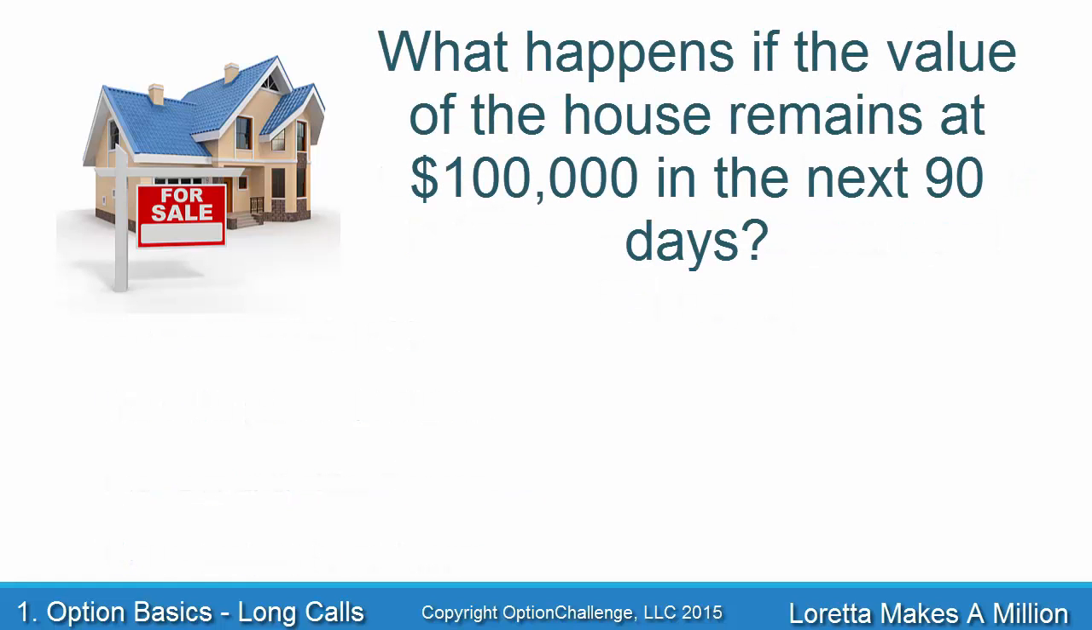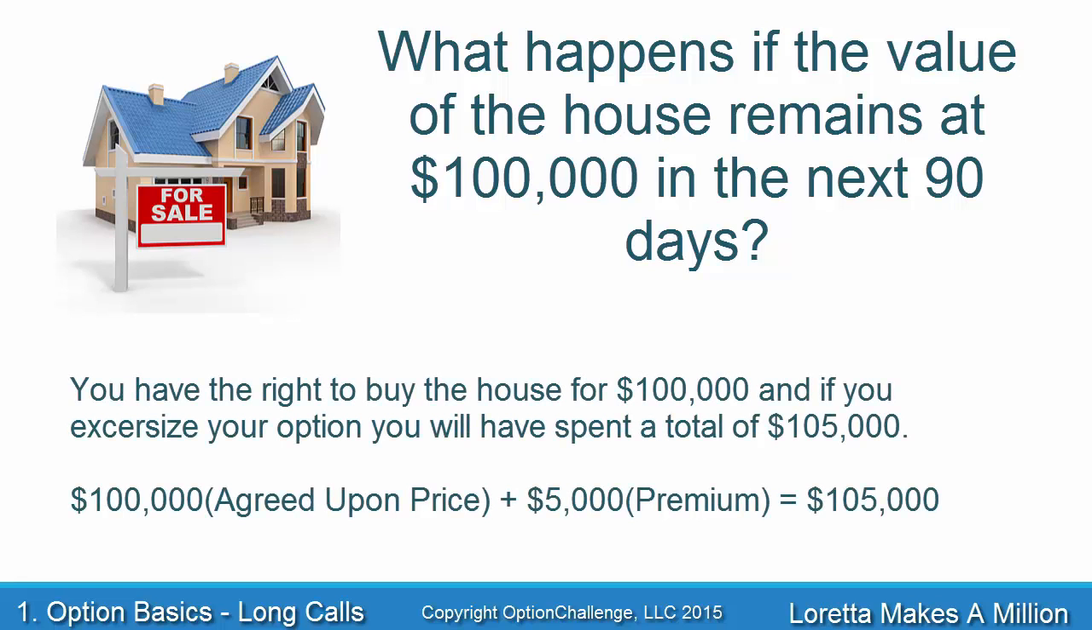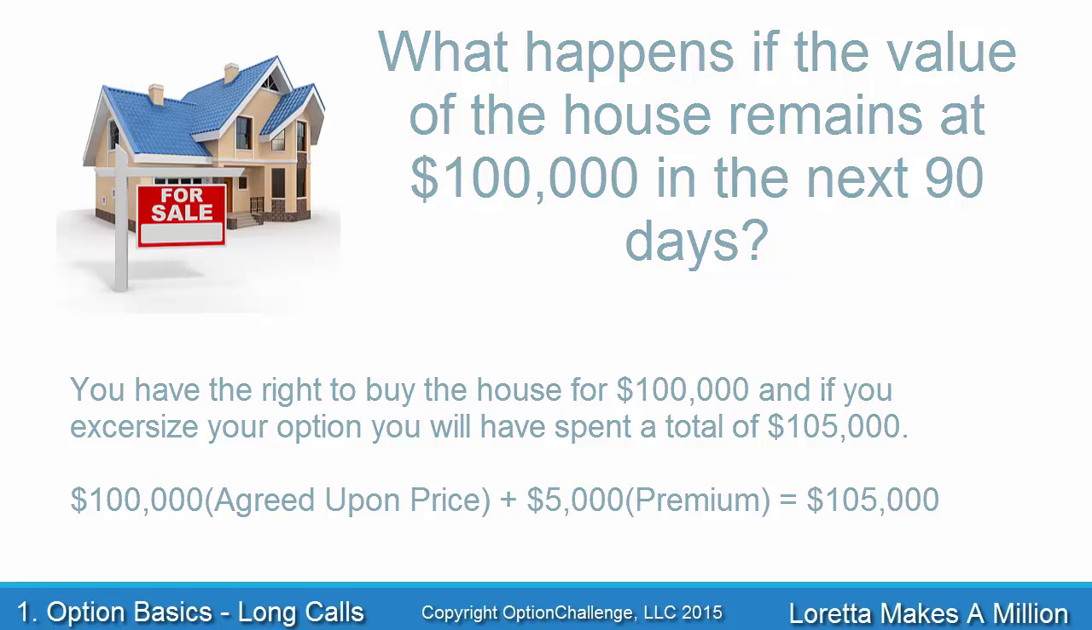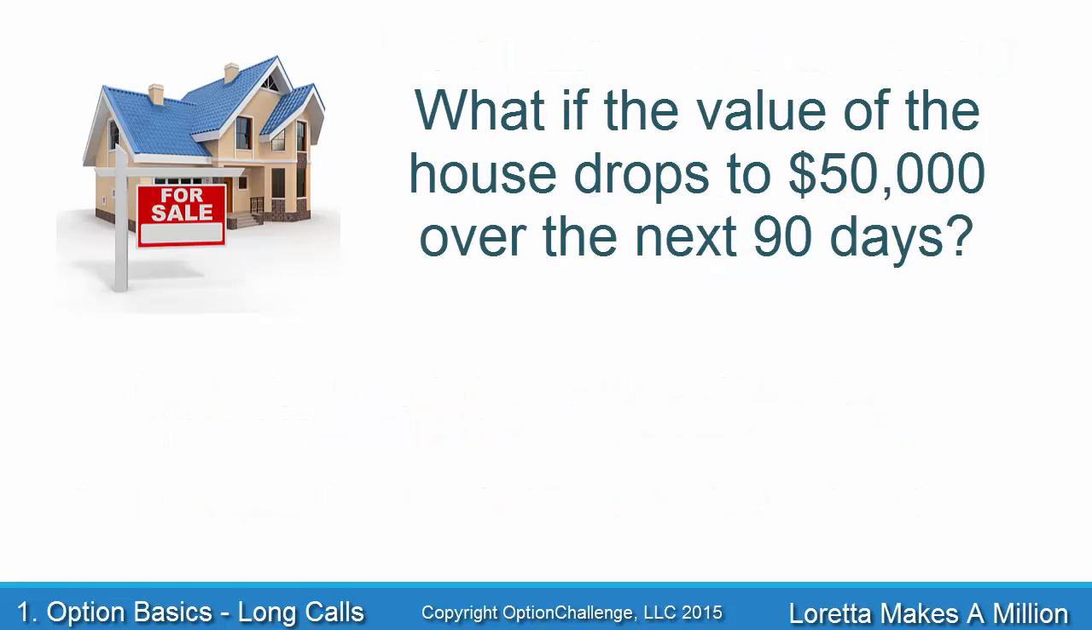Question: what happens if the house remains at $100,000 in the next 90 days? You have the right to buy the house for $100,000, and if you exercise your option, you will have spent a total of $105,000. $100,000, which is the agreed upon price, plus the $5,000 premium, would equal $105,000. Question: what if the value of the house drops to $50,000 over the next 90 days?